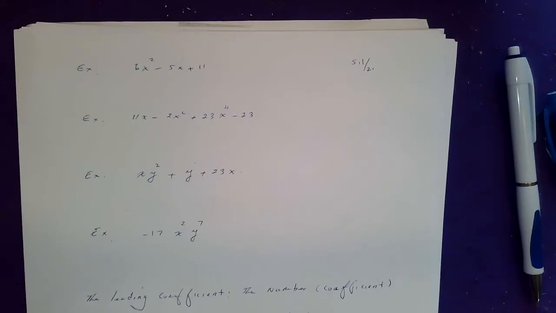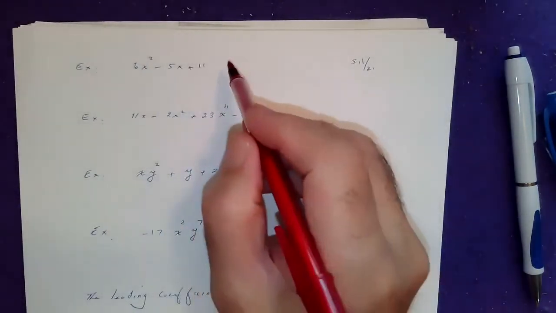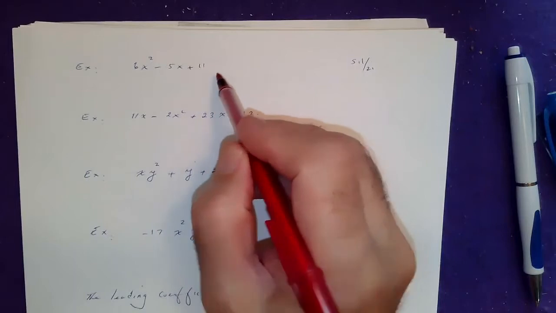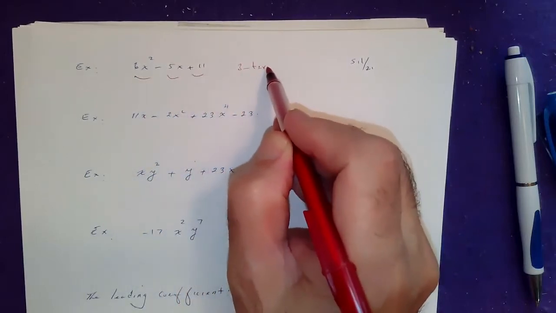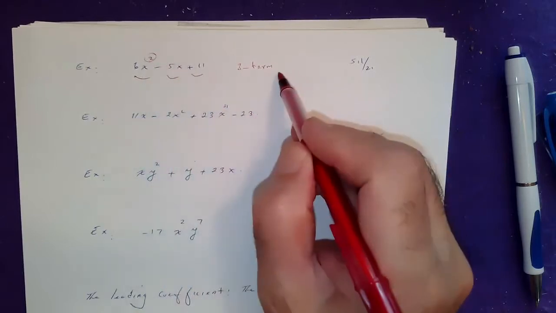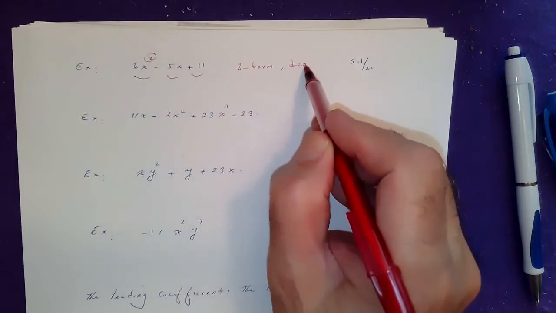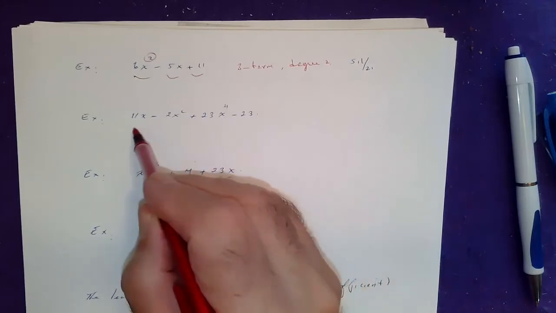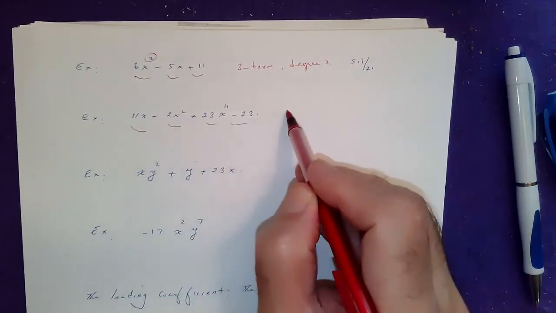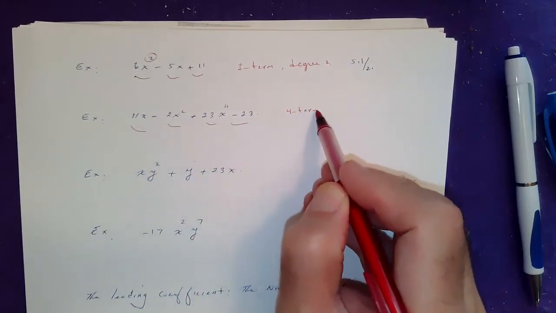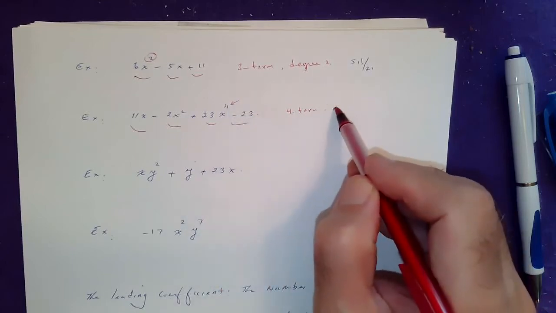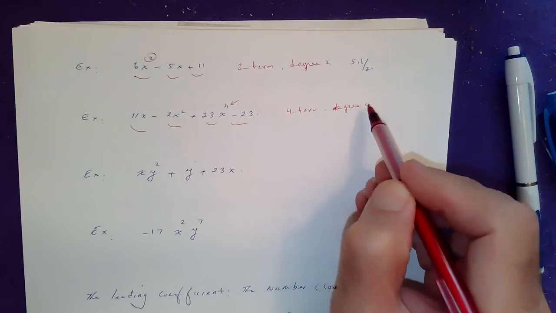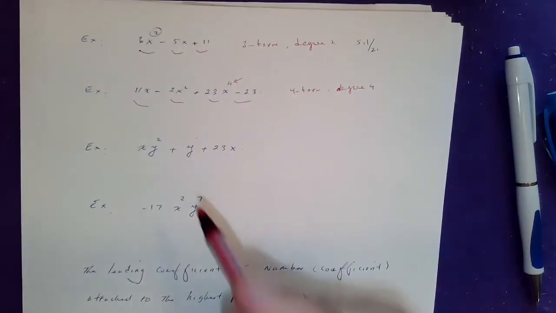So, this is what? 3 terms, correct? So this would be a 3-term polynomial. And the degree is 2. This one is a 1, 2, 3, 4-term polynomial. And the degree, believe it or not, is 4, the highest power of x in the expression.